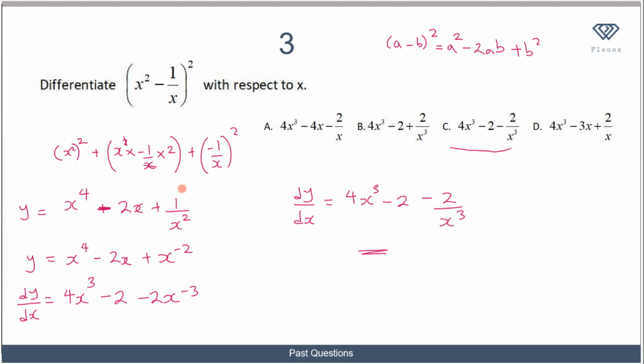You should note also that this can also be solved using the chain rule, but that will be a longer approach. And what you do in that case is that you equate what is inside this bracket to u, then you try to apply the chain rule that I've done before. So as an exercise, I want you to try to solve this question using the chain rule. So now let's move on to the next question.